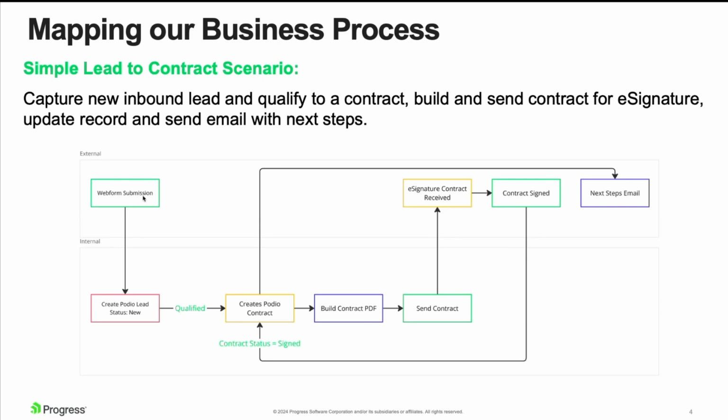So web form submission goes to new lead is qualified. If it's qualified, it creates a new contract in Podio. You'll see I've got a couple of simple buttons to create the contract and then send the contract. What that'll do is generate the document itself and send the document for signature. Once that document is signed, it'll come back and update our Podio status.